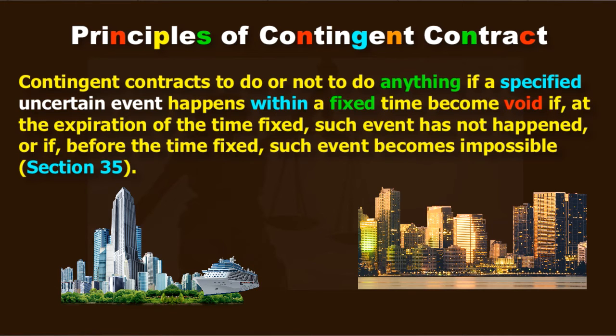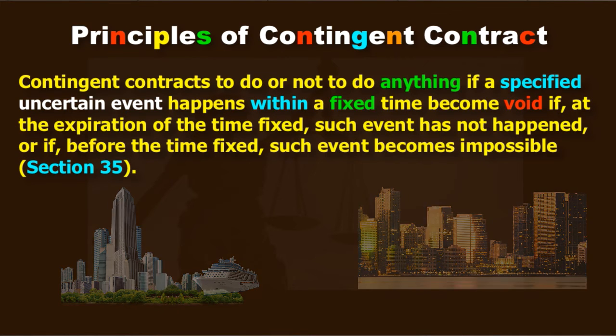The contract may be enforced if the ship returns within the year and becomes void if the ship is burnt within the year. So for any reason, if the ship doesn't return in the year, maybe it sank, maybe it is burnt, maybe because of some legal reason it is trapped in the United States itself, then it is void. But if it returns within the year, then it is a valid contract. That is the provision given under section 35.